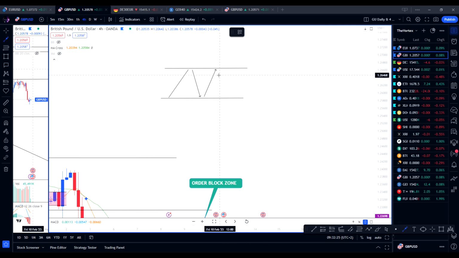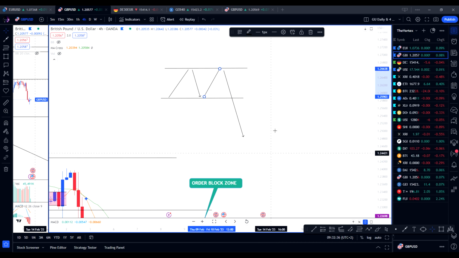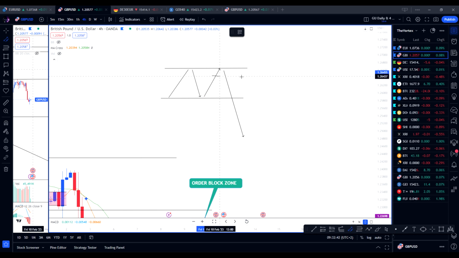What I then like to see is price impulsively break through one of these zones, either to the upside or to the downside, and then I will look for the most previous candle. If we were trading bearish, right, I would look for the most previous bullish candle. I would then highlight that candle from the bottom to the top, and if the impulse is strong enough, I would highlight it and extend it out, and I would then wait for price to retrace back into that zone before carrying on its journey south.